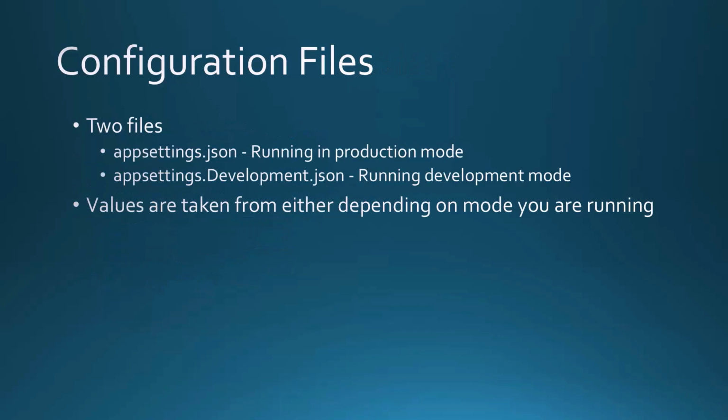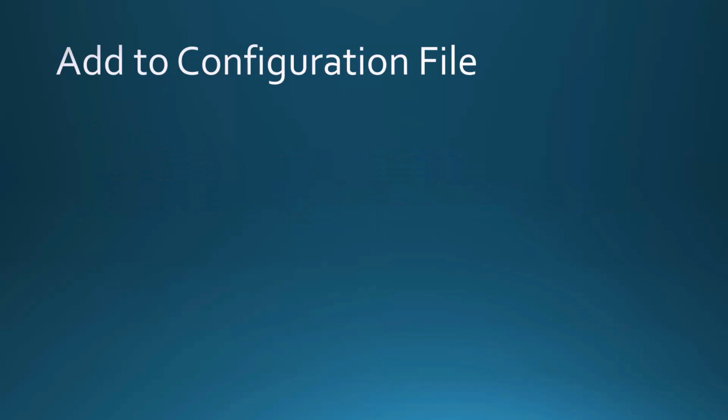There's two files, appsettings.json, and appsettings.development.json. Obviously, one is for production mode, one is for development mode, and the values are taken from whichever file depending on the mode in which you are running. So we're going to add some settings to our configuration file.